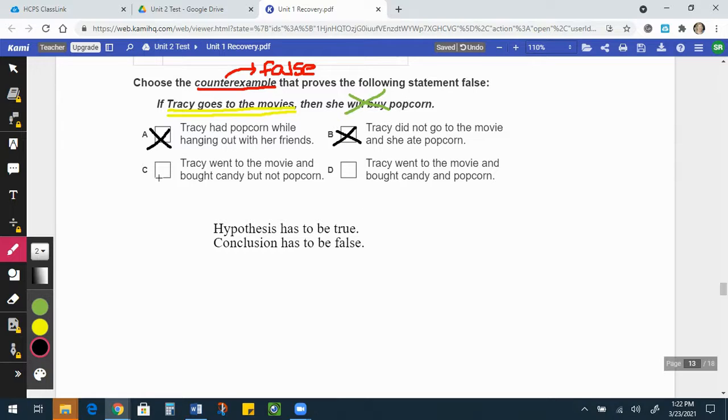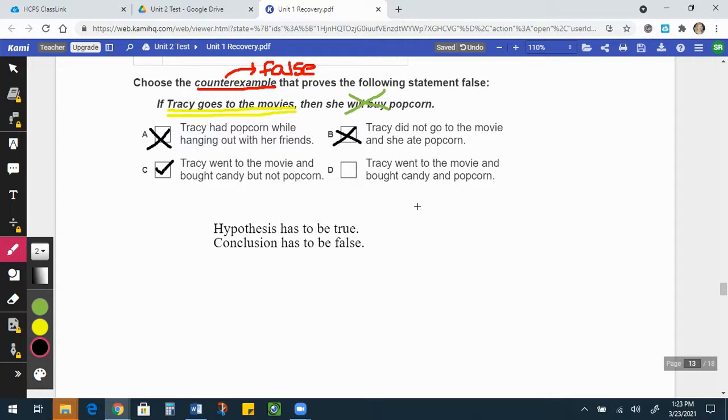All right, C. Tracy went to the movie. That's good. And bought candy, but not popcorn. That's it. The hypothesis is true that Tracy went to the movie, but the conclusion is false. She did not buy popcorn. That's the way a counterexample works.